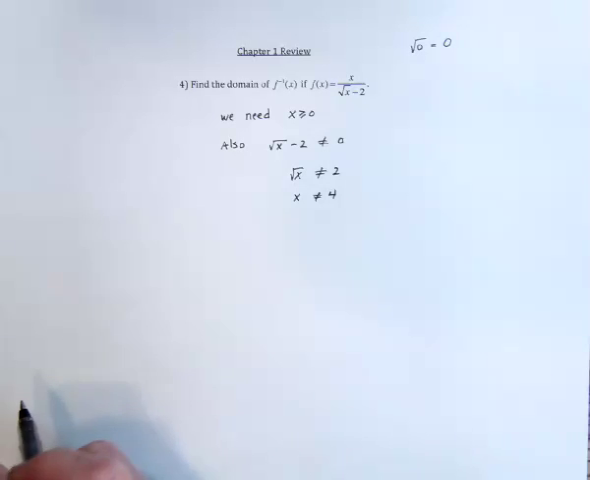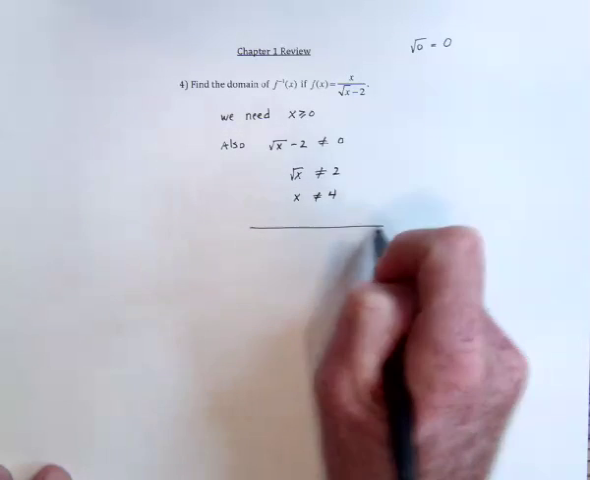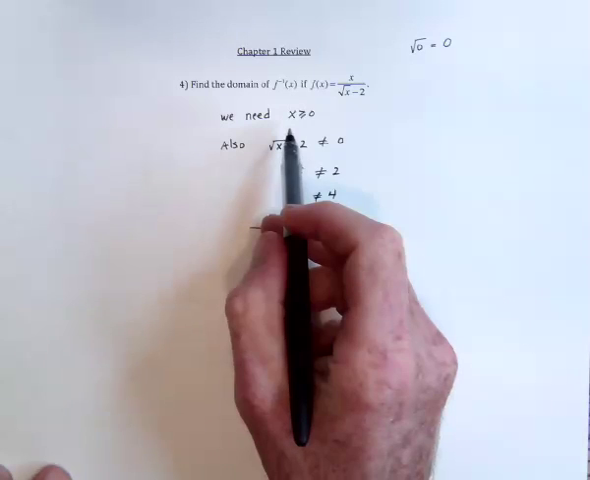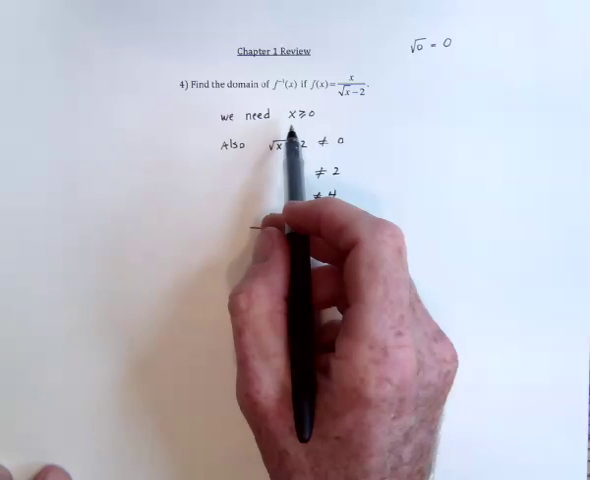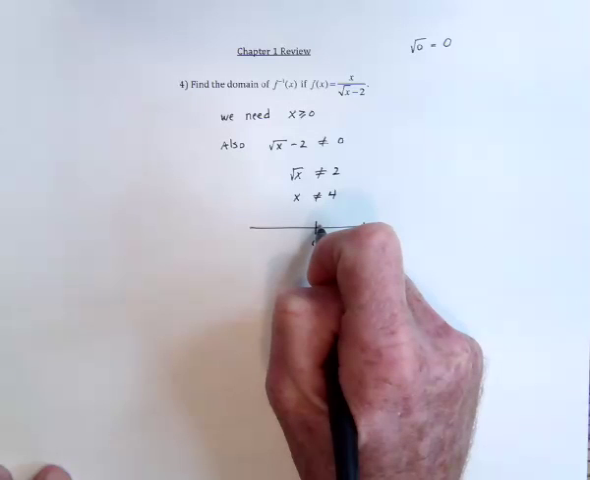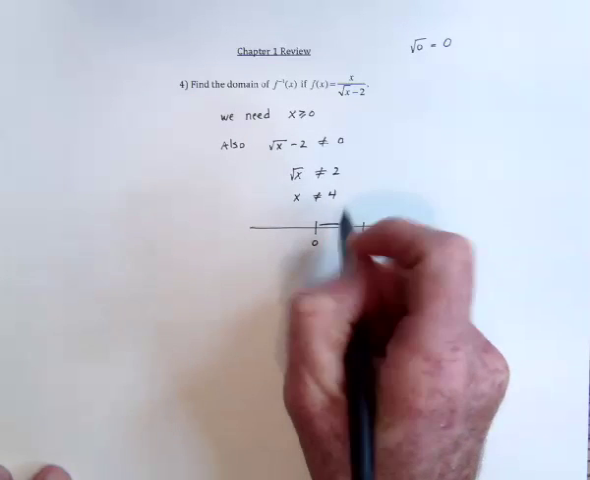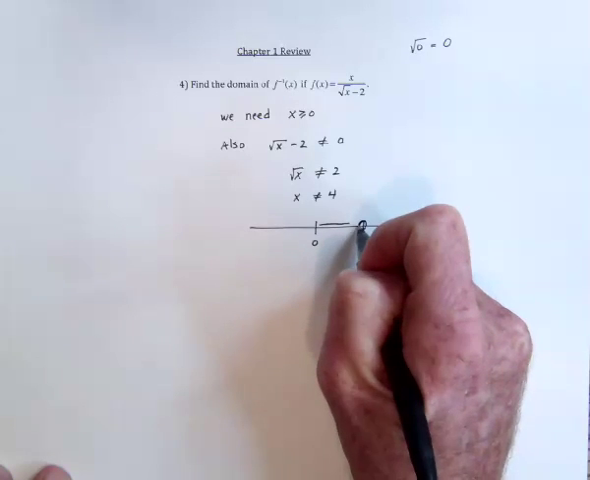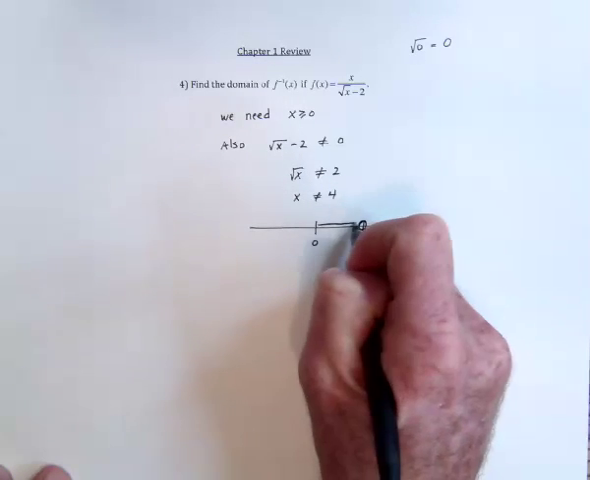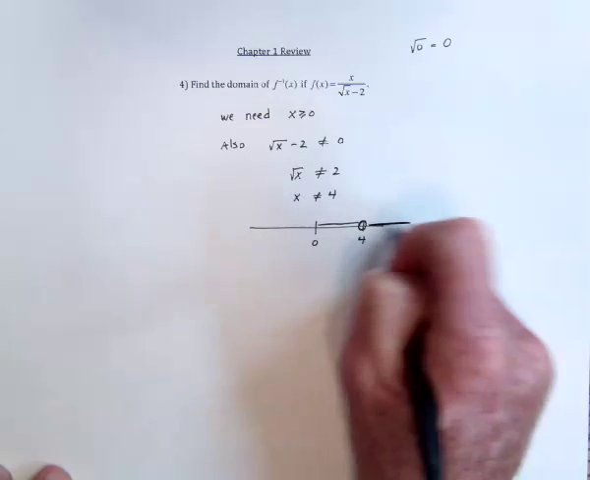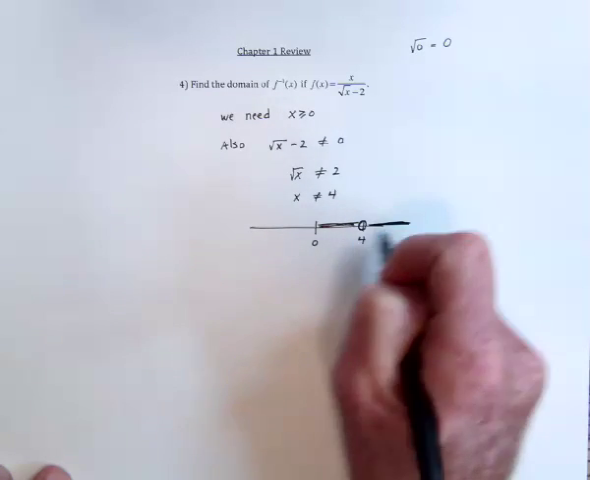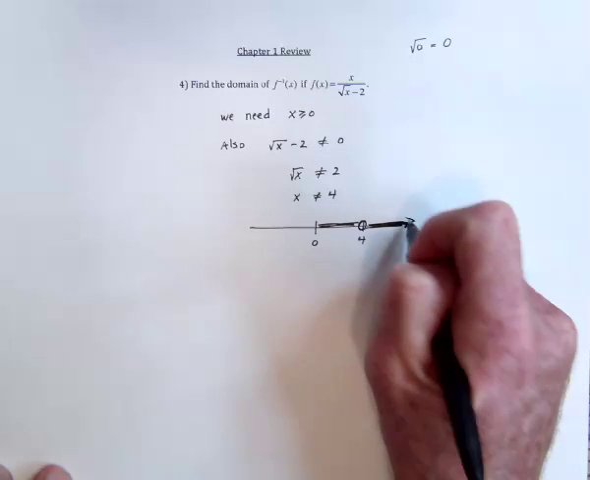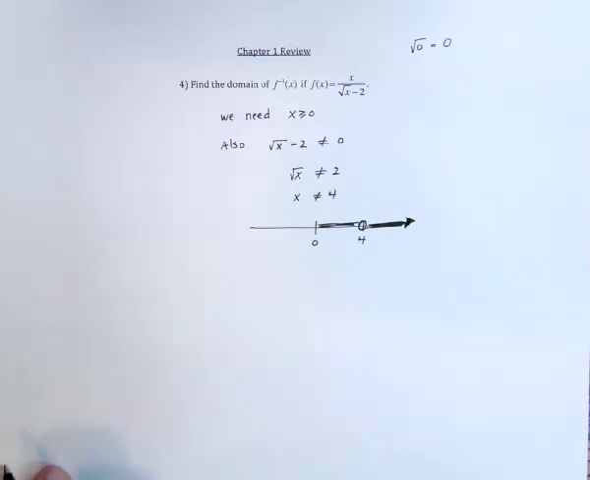Okay, so with this, if you look on a number line, it's saying that x needs to be bigger than or equal to 0. So that would be going this way. But then the 4 has to be thrown out. So you can put an open circle here to throw out the 4, and then shade to the right. Well, there's a graphical interpretation. Shade to the right forever.